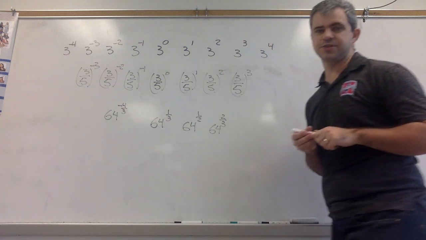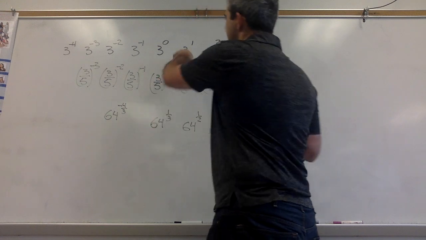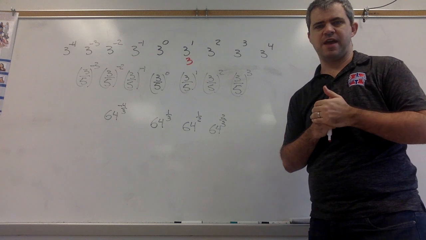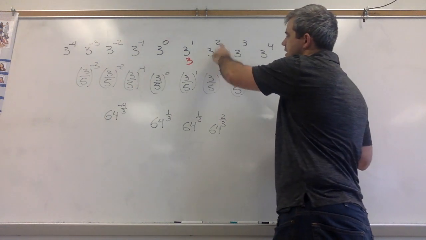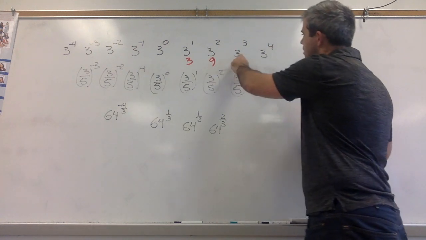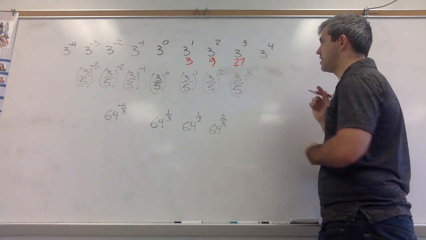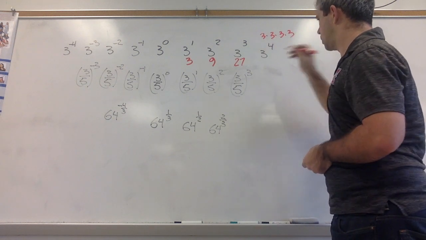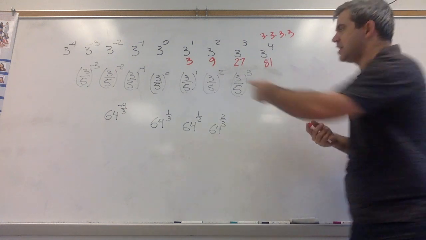So 3 to the first, okay? What is 3 to the first? Well, that's just 3. Anything to the first power is going to be itself, other than 0. 3 squared, that's 3 times 3, that's going to be 9. 3 to the third is 3 times 3 times 3, it's 27. This is 3 times 3 times 3 times 3, which is 81. Okay? So that makes sense.